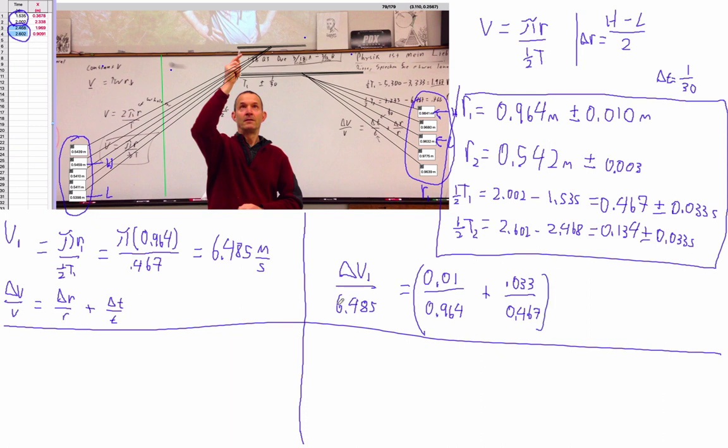Remember, the way to do that is to take the 6.485, multiply by this, right? So I'm going to use all the digits on my calculator. I'm just going to go times left parenthesis 0.01 divided by 0.964 plus 0.033 divided by 0.467, right parenthesis, and I get plus or minus 0.5. So delta V equals 0.5. It's actually 0.53 meters per second, right?